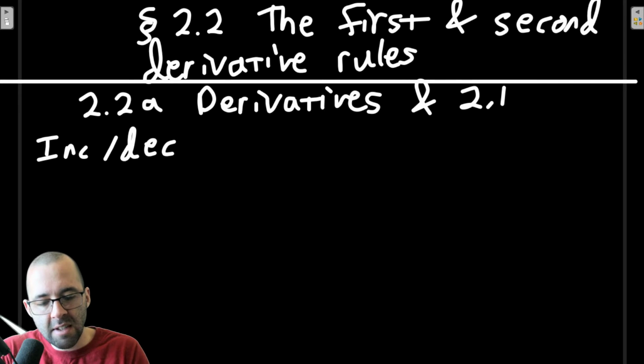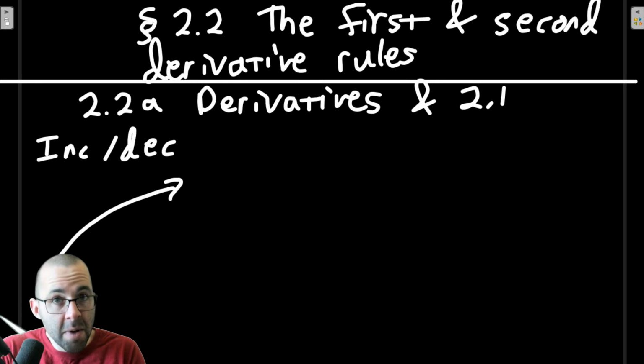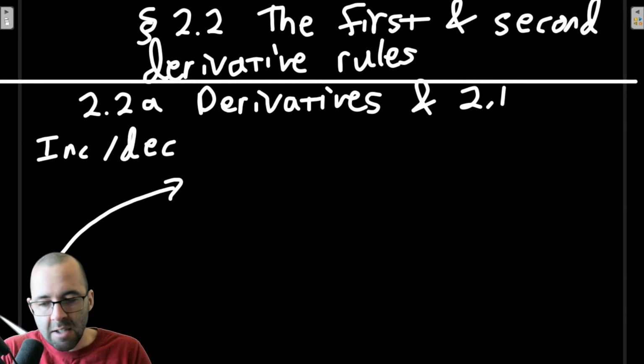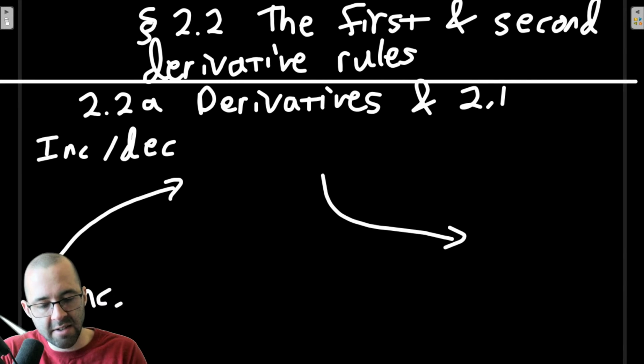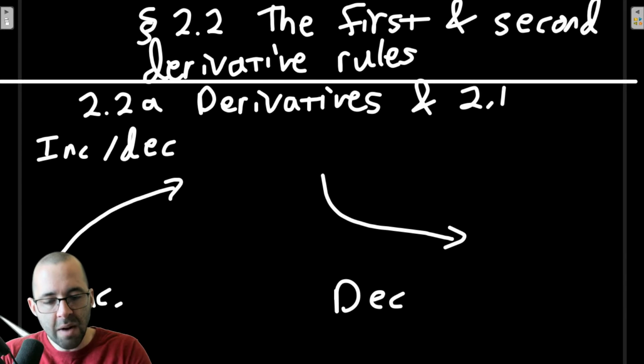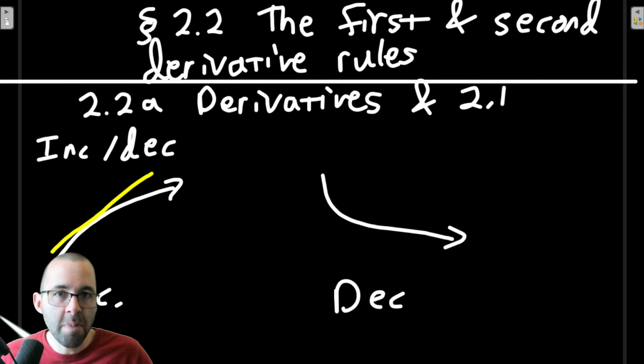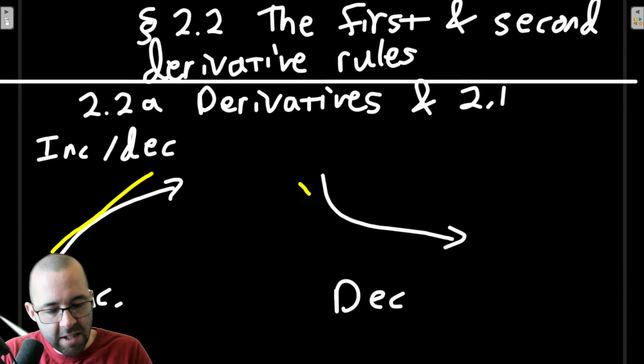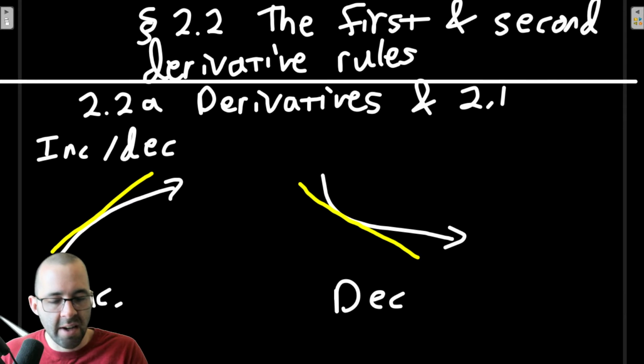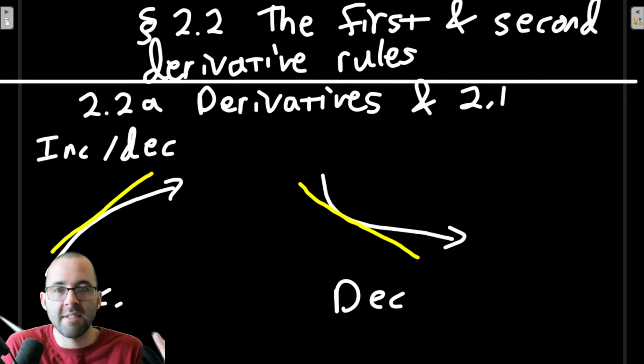And so remember, increasing, we thought of as going uphill from the left to the right. And decreasing, we sort of thought of as going downhill. So this over here is increasing. This over here is decreasing. Another way of looking at this is looking at the slope. Notice where it's increasing, the slope of the function is the slope of the tangent line. And over here where it's decreasing, the slope of the function is the slope of the tangent line. So in both cases, where it's increasing, the tangent line has positive slope. Where it's decreasing, the tangent line has negative slope.